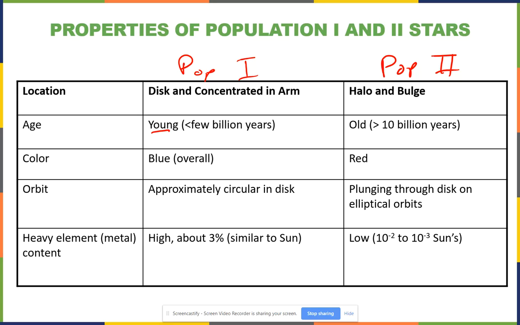Whereas the population 2, red, because they're all old. And only red stars can grow old. The bright stars don't have old lives. Orbits, the ones in the disk, are approximately in the disk and circular. Why circular? Why not crazy ellipses?